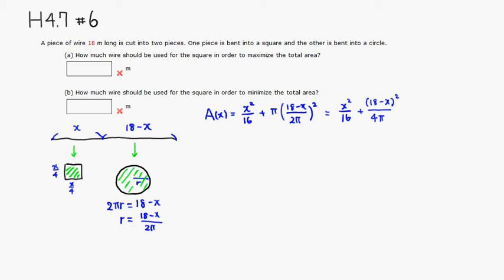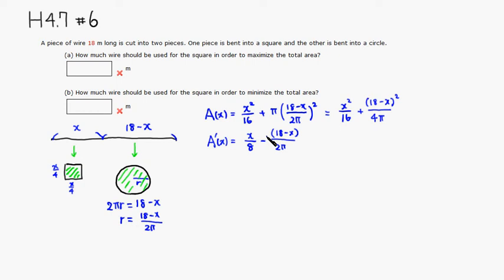Alright, so let's take the derivative. So A prime of x is equal to, put 2 in front, so 2 and the 16, it's going to be x over 8. And I put 2 in front, so it's going to be plus, the 2 cancels out with 4, so it's going to be 2 pi, and keep the same quantity, 18 minus x, subtract 1 from the power, multiply by the derivative inside, which is negative 1, so I'm just going to change this to a negative sign.